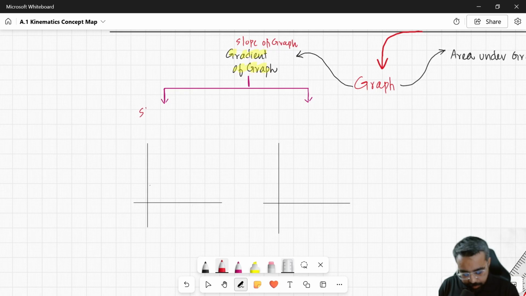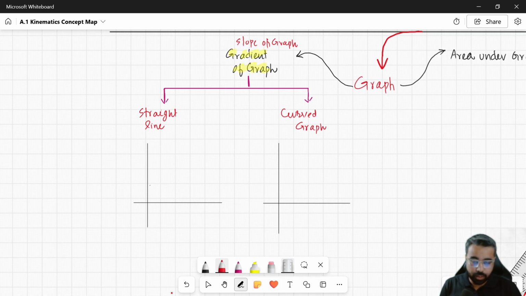Well, there are two kinds of graphs: the straight line graph, and the other one is the curved graph. It depends on how an object is moving, how it is covering displacement, how its velocity is changing, at a uniform rate or non-uniform rate, that decides what the graph will be. So if we assume that our graph is a straight line, it can be any straight line. Students, it can be like this, a straight line of any steepness.